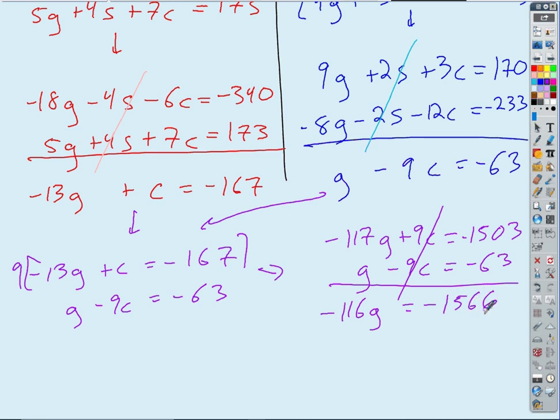But G's going to have to be an integer, isn't it? I got one. Oh, wait, oh, for the negative. Yeah, it's a negative. Okay, so that's going to be, what's that going to be? 13.5. Okay, we got a problem there.